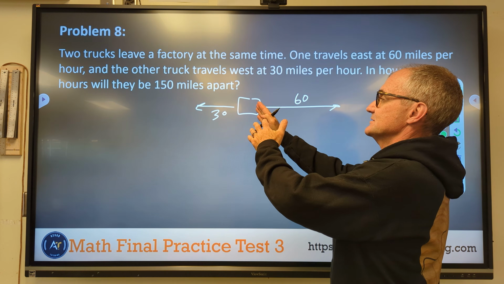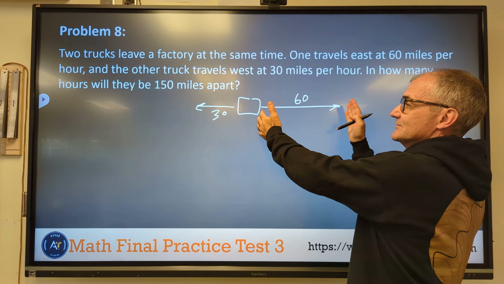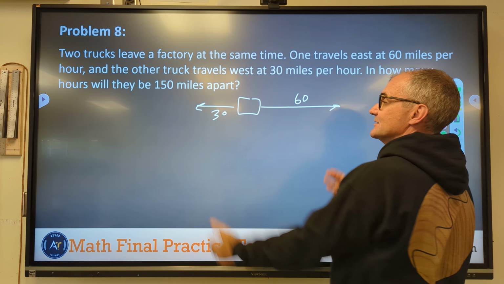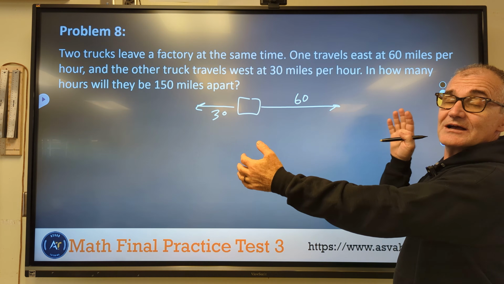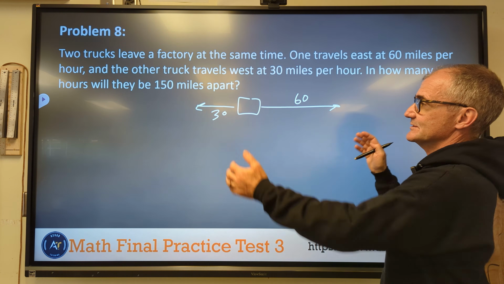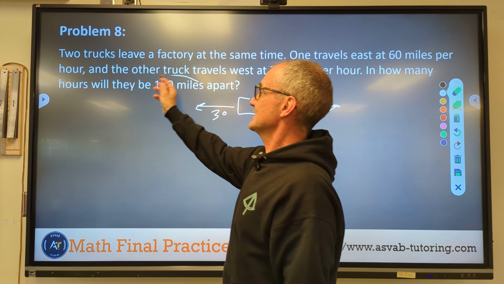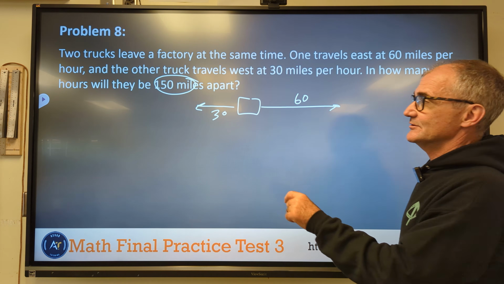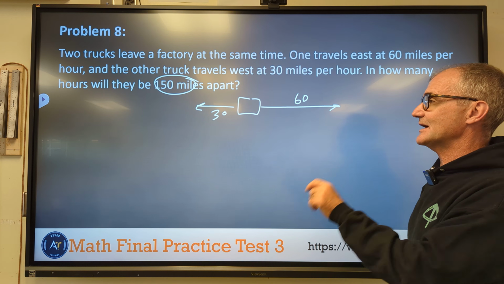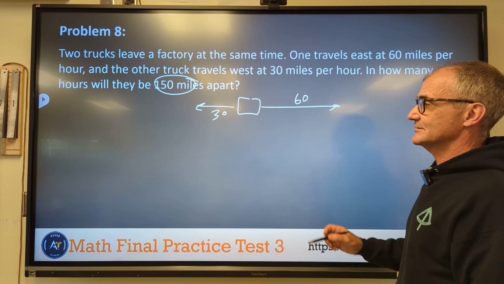If this one starts, an hour later it'll be 60 miles. An hour later, this one will be 30 miles. So in an hour, they're traveling 90 miles per hour away from each other. When will they be 150 miles apart? So we're looking for a number of hours that they're going to be 150 miles apart.